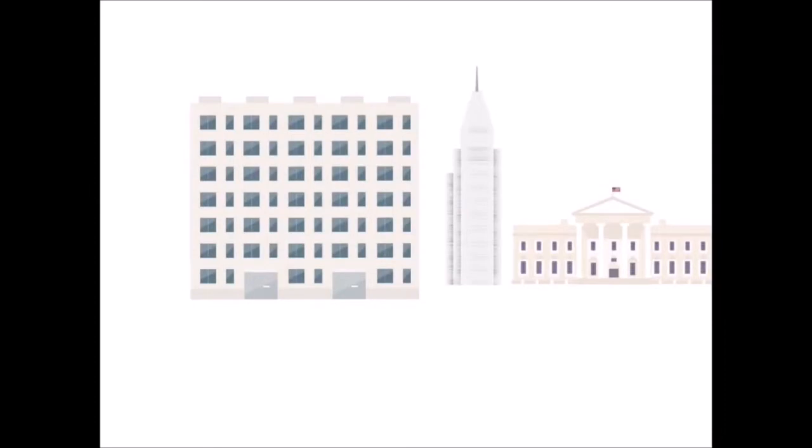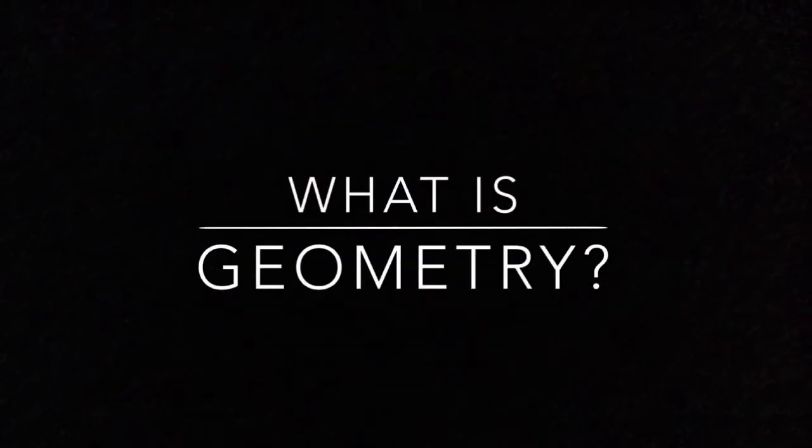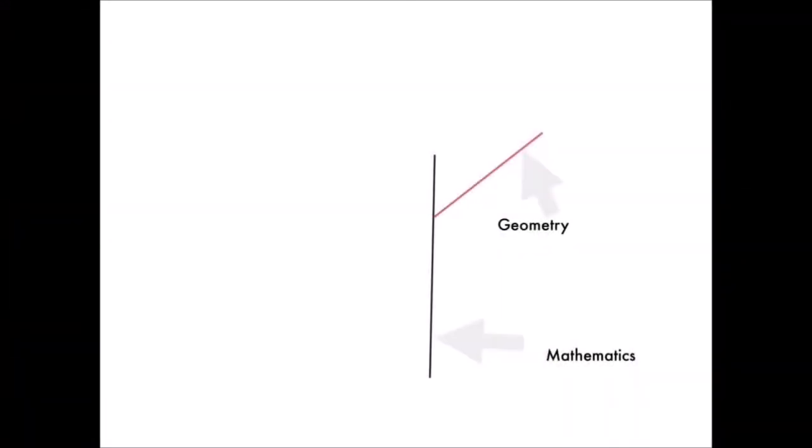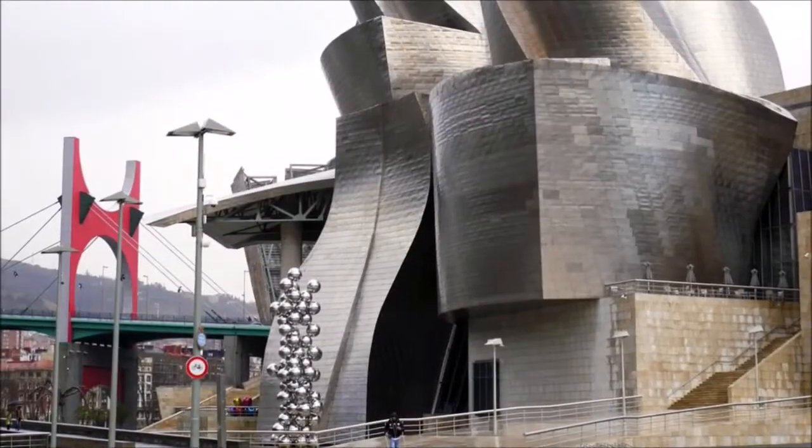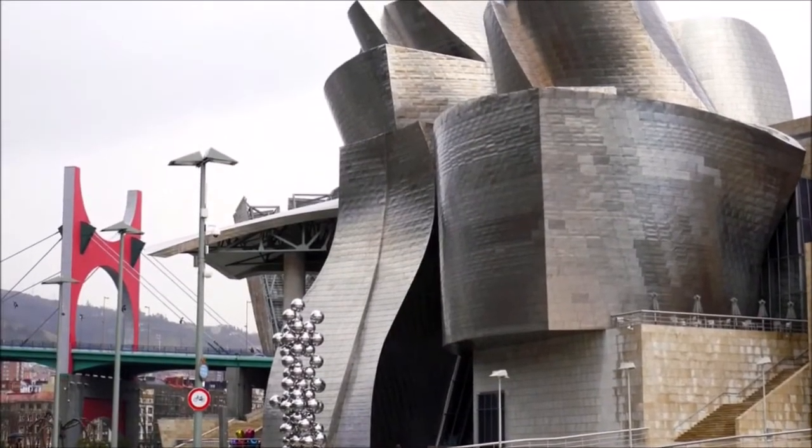Architecture is the practice of designing and constructing buildings. Geometry is a branch of mathematics concerned with shapes, lines, and angles. Geometry and architecture have long been related.